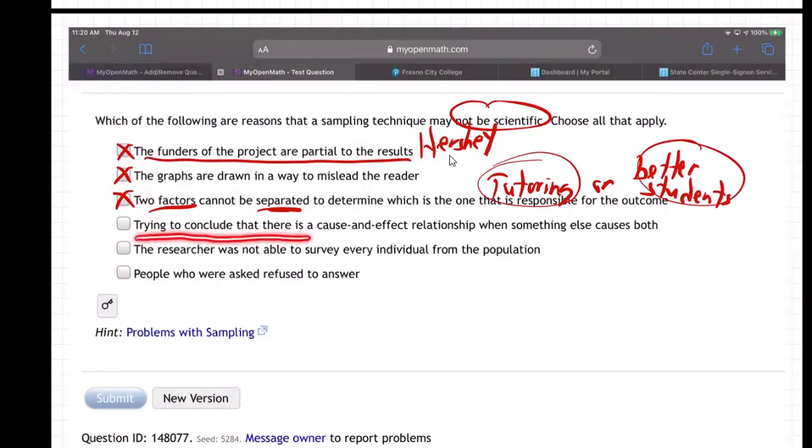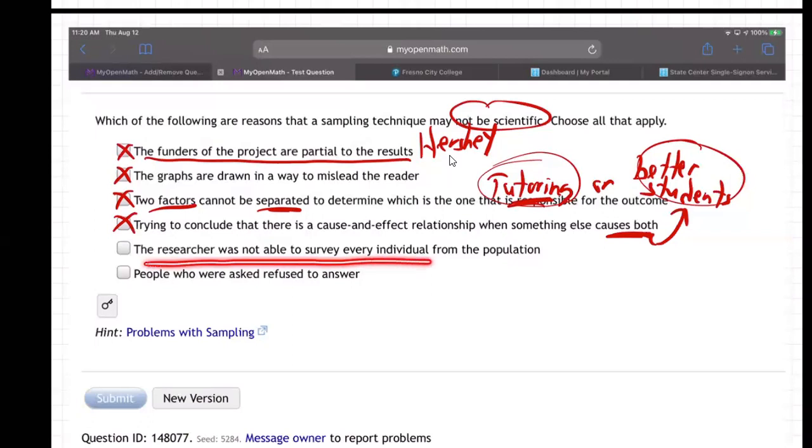Next one, trying to conclude that there is a cause and effect relationship when something else causes both. Yeah, again, we're trying to figure out, did the tutoring cause it, when really it was the fact that they were better students that was causing tutoring to work and the students to do better. They were just better students. So everything was better. That can wreck it. That's why you've got to do an experiment and weed that out.